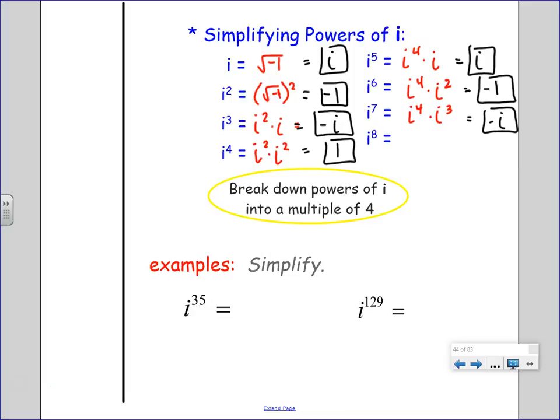And then last but not least, i to the 8th is i to the 4th times i to the 4th. What is i to the 4th times i to the 4th?